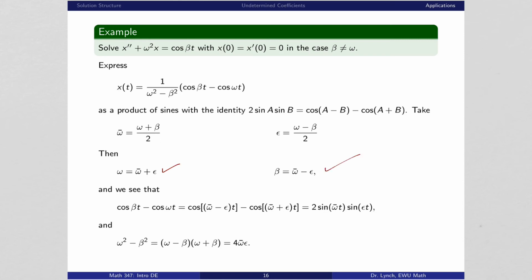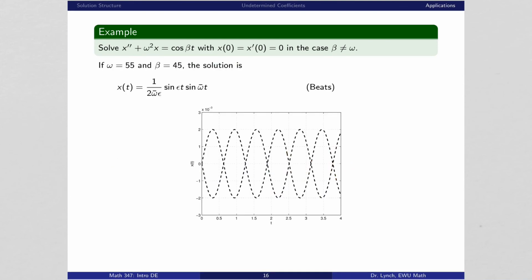So we can recast our general solution in terms of omega bar and epsilon just by substituting beta and omega in terms of those sums and differences. Once we do that, we have the desired form cosine of a minus b. We think of the first term as cosine of a minus b, and the second term as cosine of a plus b, that we can transform into sine of omega bar t and sine of epsilon t. Certainly omega squared minus beta squared can be factored and written in terms of omega bar and epsilon too. And once we do that, we can express our solution in terms of omega bar and epsilon.